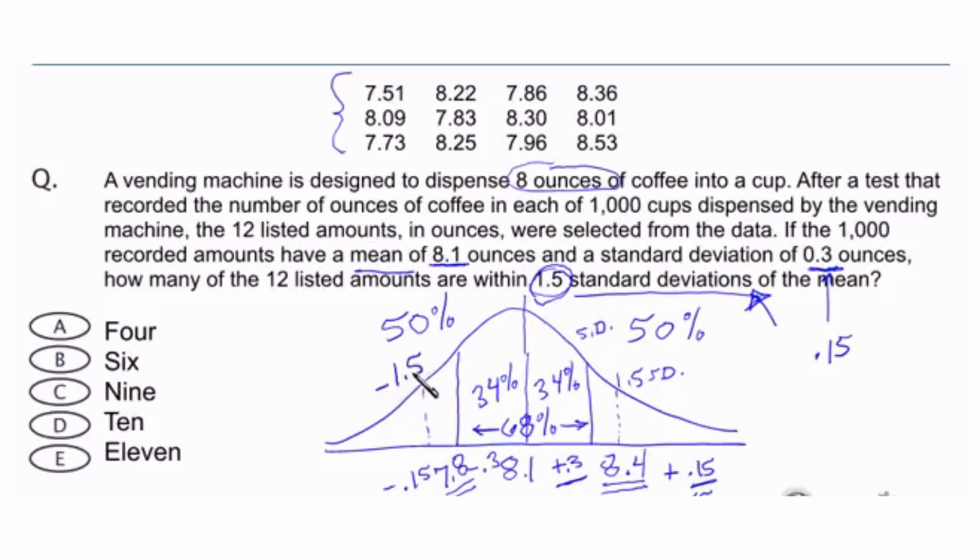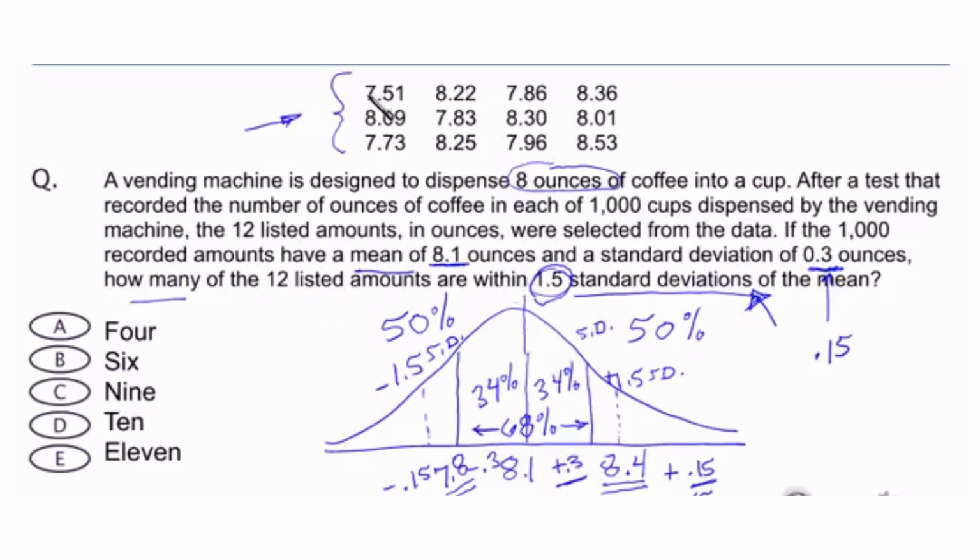1.5 standard deviations to the low side, positive 1.5 standard deviations to the plus side, and any of these cups of coffee that fall within that range count. So how many of them are there? Well, now it's just a matter of counting. How many of the 12 listed are within that range?